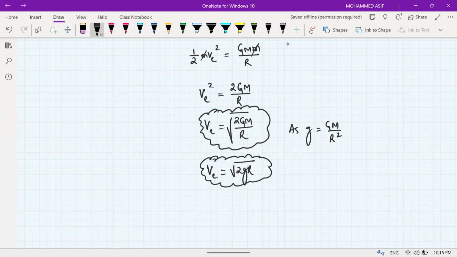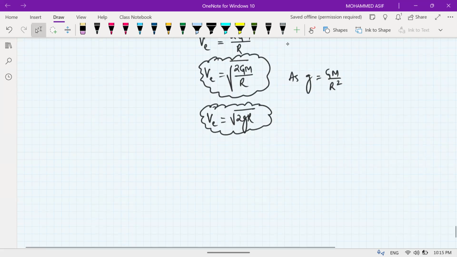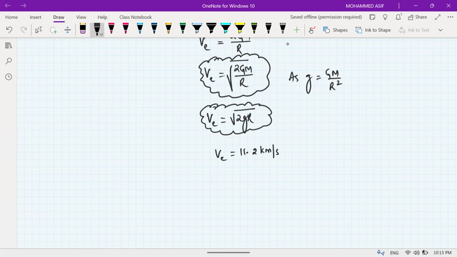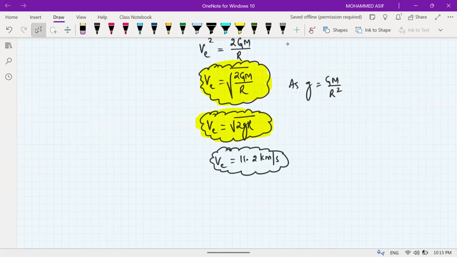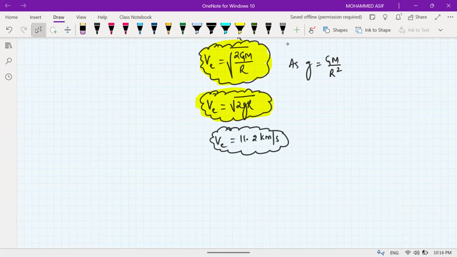Clear? What is the value of escape velocity, beta? Anyone? 11.2 kilometer per second. So if a body has been projected with a speed of 11.2 kilometer per second, then the body will escape to infinity. So these are the standard formulas: VE is equal to under root of 2GM divided by r, or VE is equal to under root of 2g into r. Am I clear? And the value of this one is 11.2 kilometer per second.